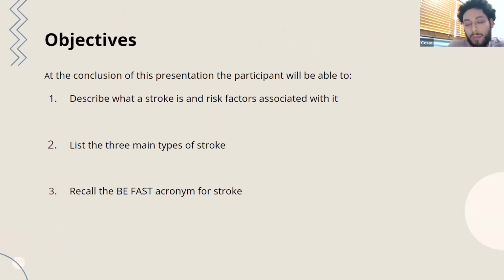Okay, so what I hope you all get from this presentation. At the conclusion of this presentation, the participant will be able to describe what a stroke is, the risk factors associated with it, list the three main types of strokes, and what I would probably consider the most important, is recall the BFAST acronym for stroke.